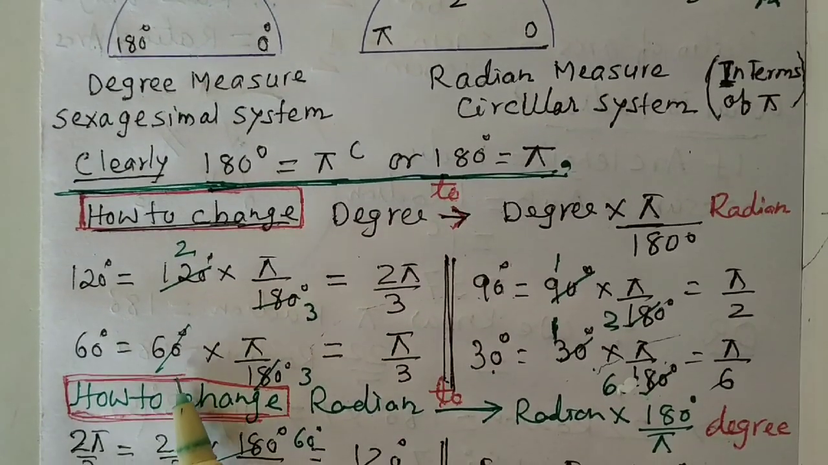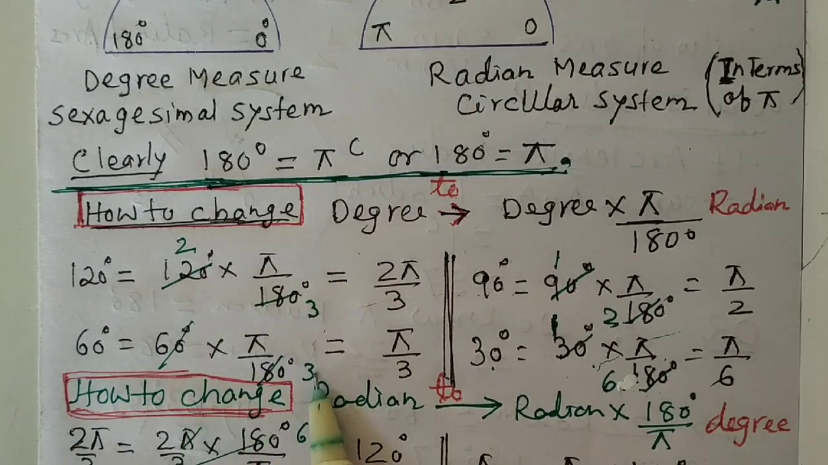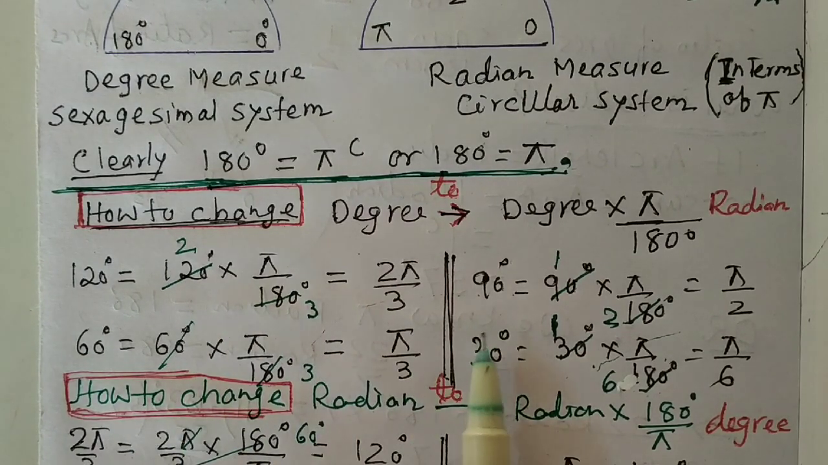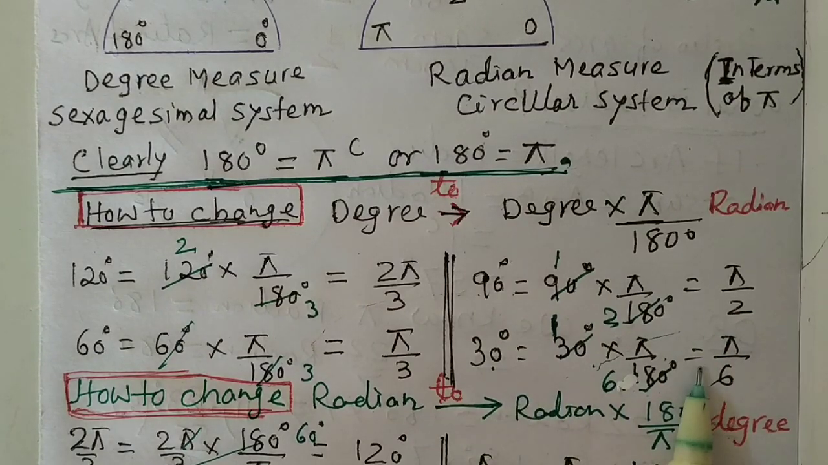Likewise, 60 degrees is equal to 60 into pi by 180. Cancel by 3: 60 is 3 times 20... 180 divided by 60 is 3, so pi by 3. Likewise, 90 degrees can be converted to radian, and 30 degrees can be converted to radian.